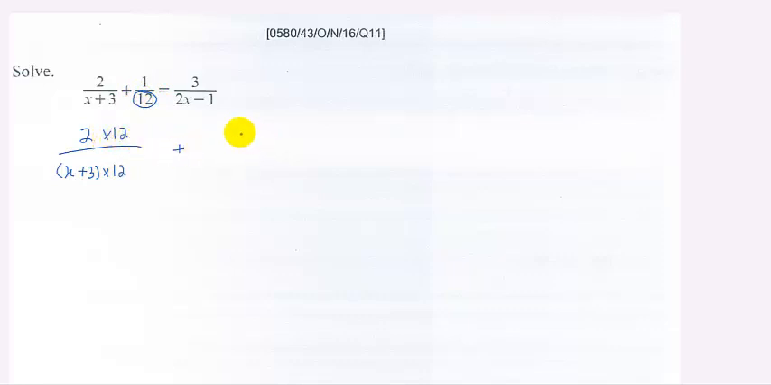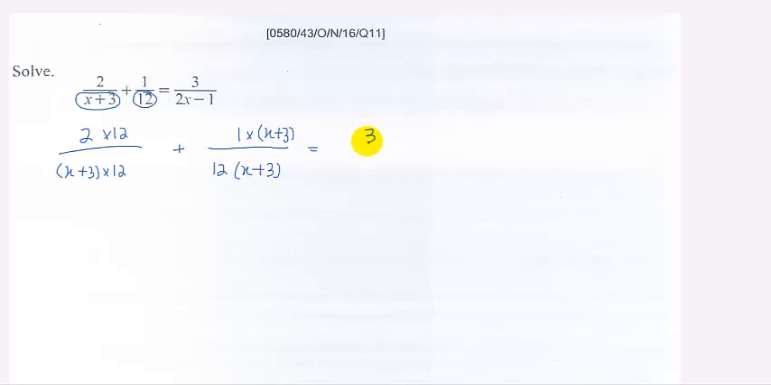What I will do, I will multiply this 12 in the denominator as well as in the numerator. With the second, which is 1 over 12, I will multiply this with x plus 3 in the denominator as well as in the numerator.